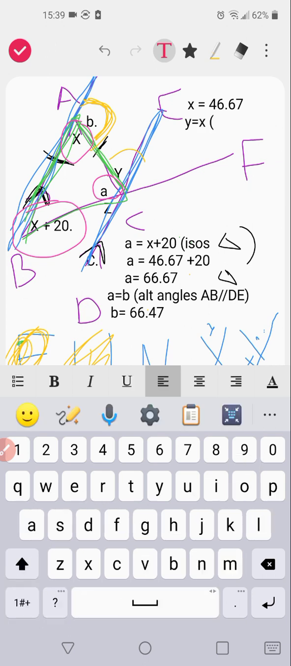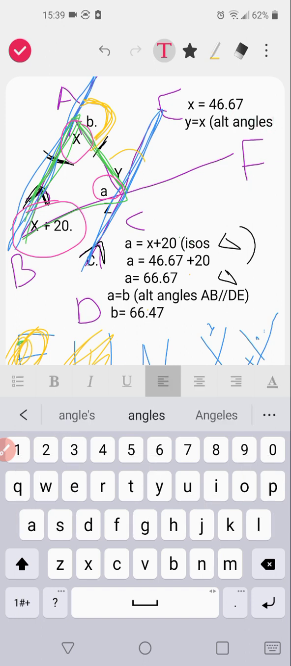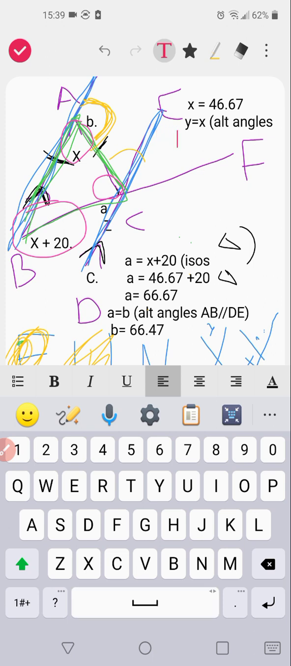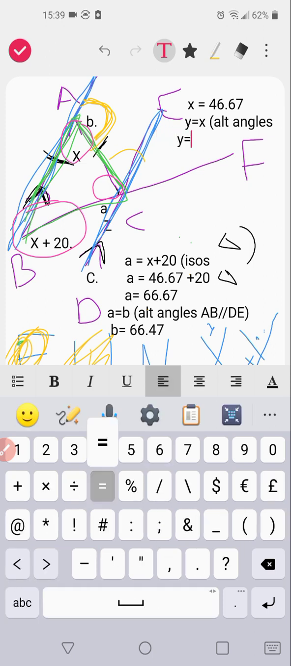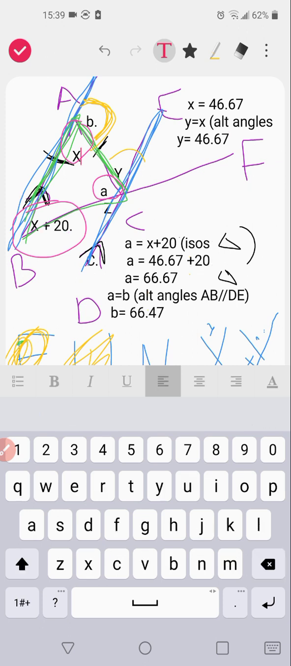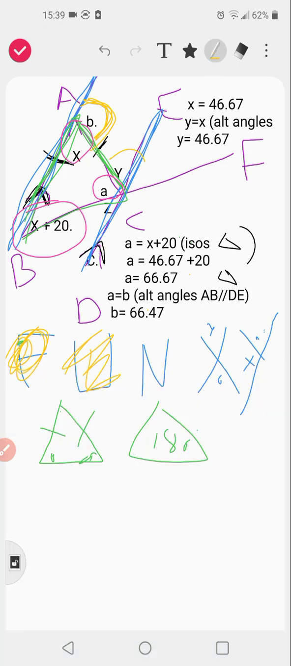and your reason is going to be alternating angles, and you have to say that AB is parallel to DE, otherwise you don't get the marks. Okay, I don't quite have space for that now, so I'm just going to go like this and then say that y is equal to 46.67. Cool. Now we've pretty much got everything except for the z, which I scribbled over so much that you can barely see there is a z anymore. There's our z.